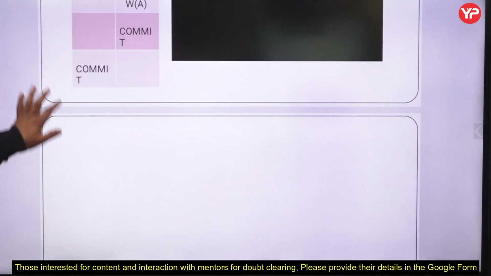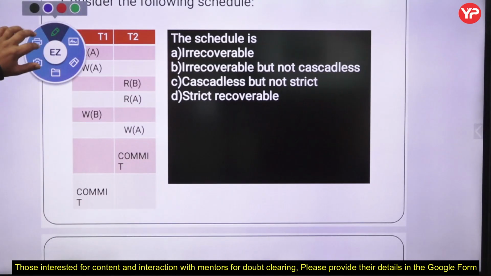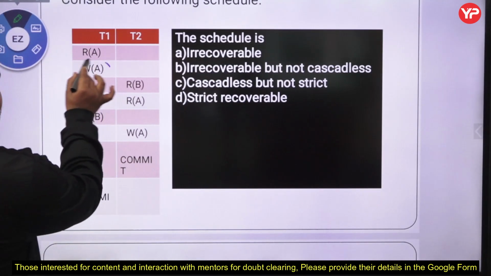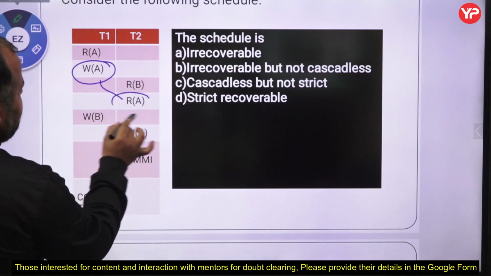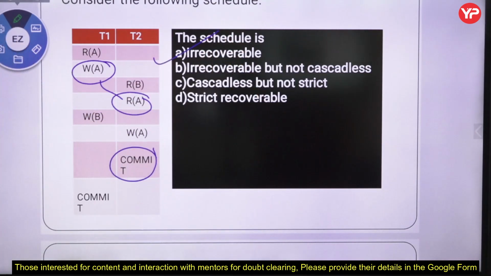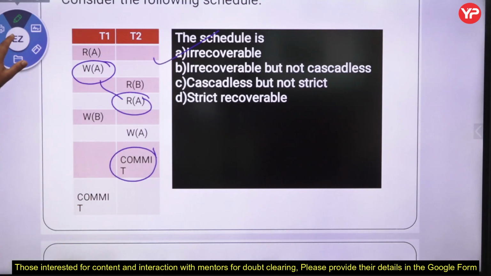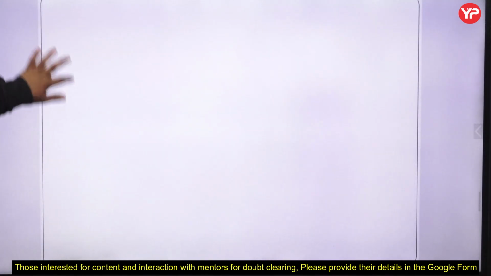Now moving ahead, see my dear students, if we move on to the problem statement, here T1 is writing, T2 is reading, but T2 is committing first, that's why it is irrecoverable. To make it recoverable, we have to delay this commit until after the other commit, as simple.